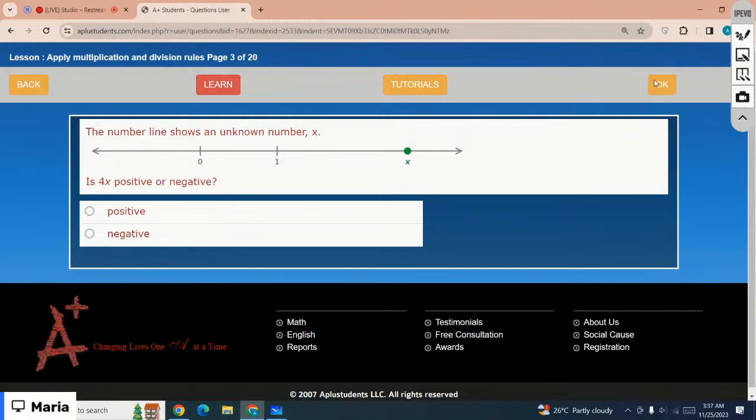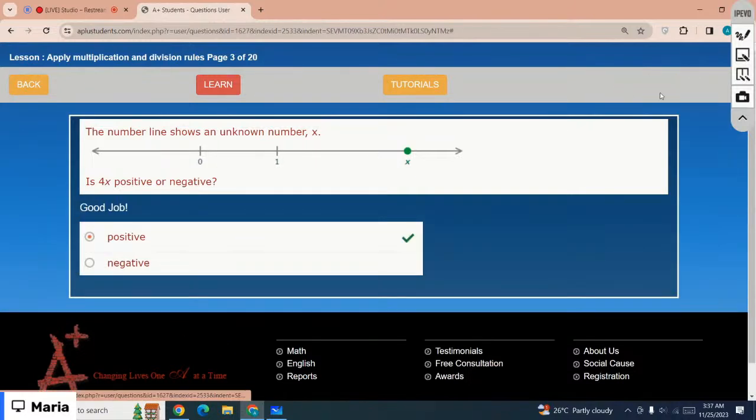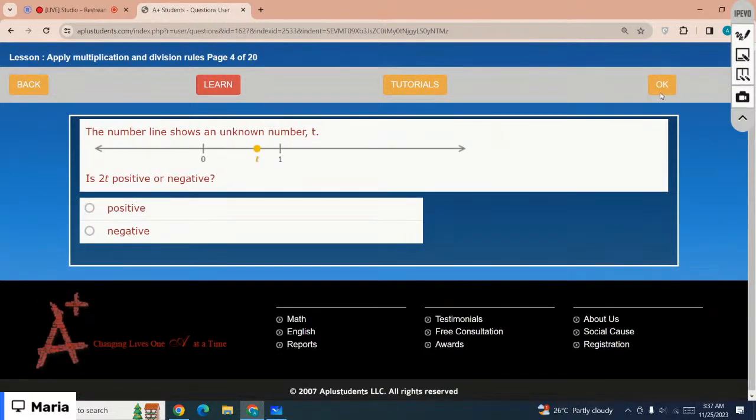Okay, the number line shows an unknown number x, so x is positive. Also, you are multiplying with 4. 4 is a positive number, so the answer must be positive. When you multiply two positive numbers, the answer is positive. When you multiply two negative numbers, they have the same sign, so they are positive, right? The number line shows an unknown number t. Is 2t positive or negative? 2t is positive.